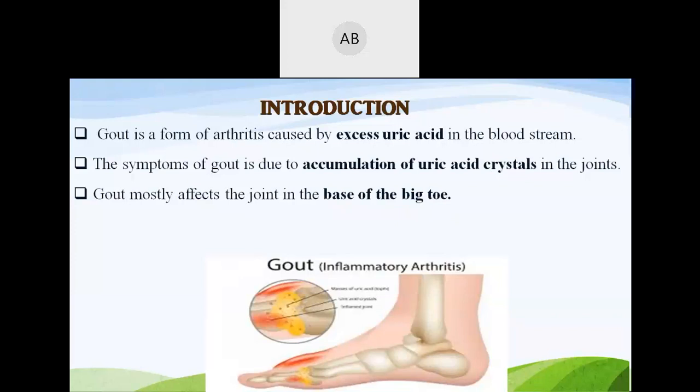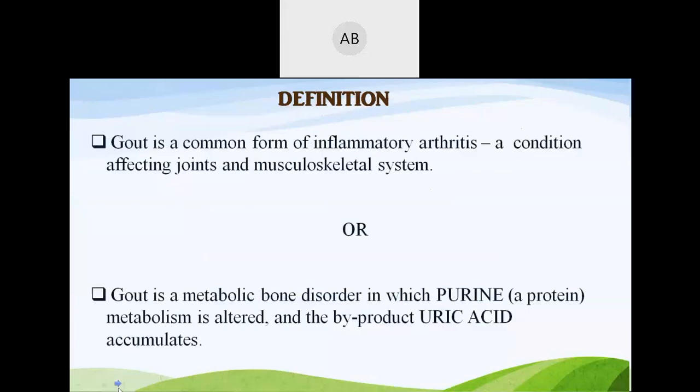So remember that in gout there is excess uric acid. Because of that, there will be accumulation of uric acid crystals in the joints. Definition of gout or gouty arthritis. So gout is a type of arthritis which affects the joints, or which affects the musculoskeletal system. There is one more definition which is a better one.